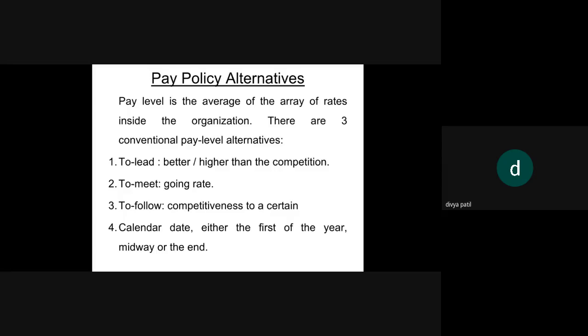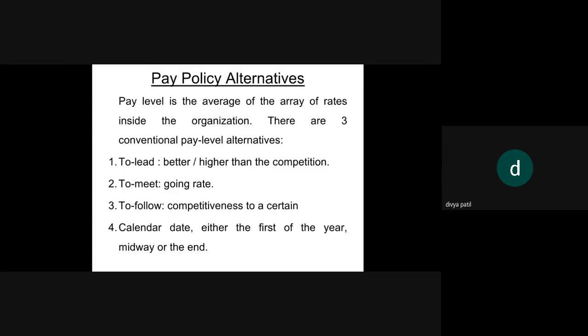One, we have, to lead, which talks about paying better or higher than the competitors. Fine. In the market, if there's huge competition for certain types of skills and jobs, and they are very scarce in the market, and all the companies are fighting to get the best out of the market.